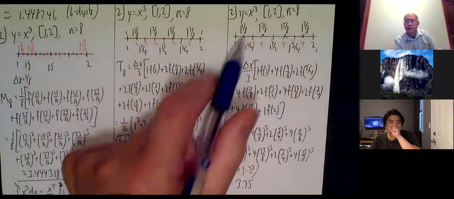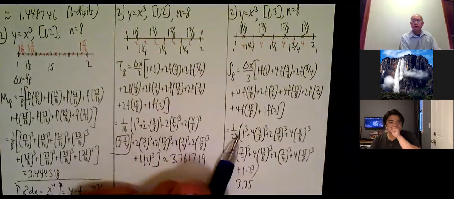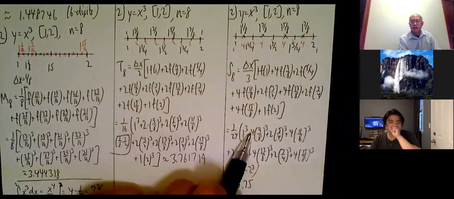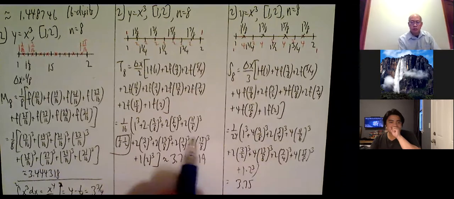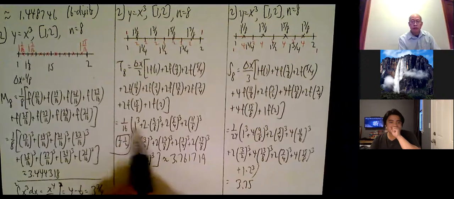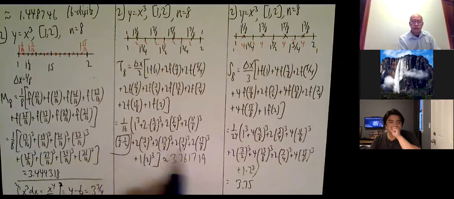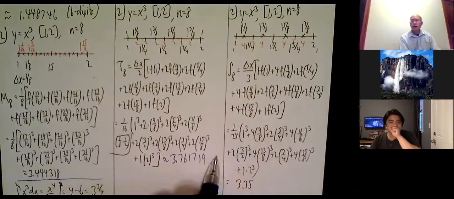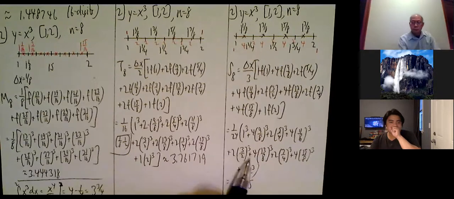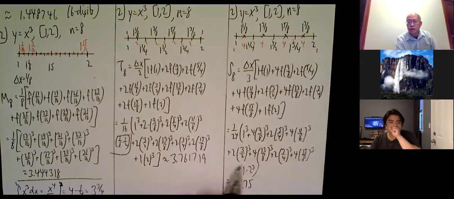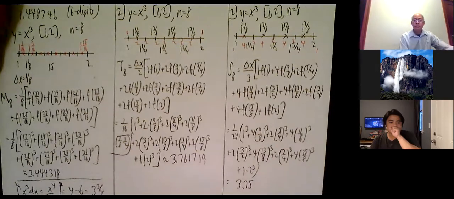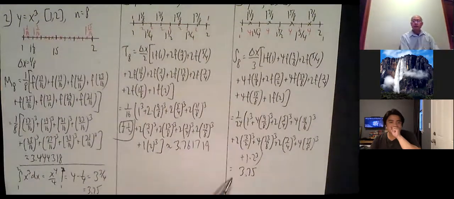Now I throw it into the function. What's the function? X cubed. So 1 cubed, 4 times 9/8 cubed, 2 times 5/4 cubed, 4 times 11/8 cubed. Notice these are all the same as these: 1, 9/8, 5/4, 11/8. The only difference is the coefficient. These are all 2's, we said, but here you go 4, 2, 4. 2 times 3 over 2 cubed. 4 times 13 over 8 cubed. 2 times 7 over 4 cubed. 4 times 15/8 cubed. 1 times 2 cubed. Punch it in the calculator: 3.75.